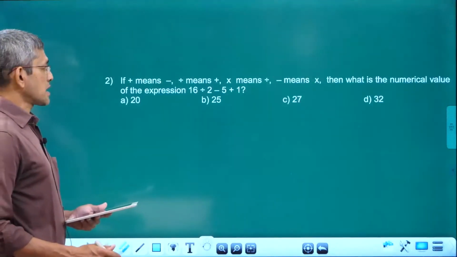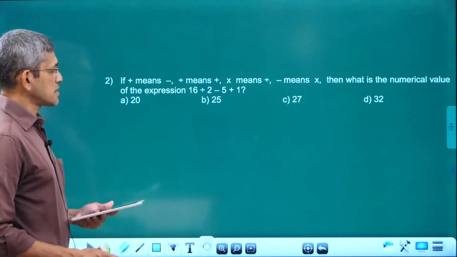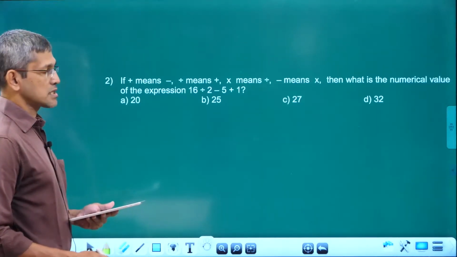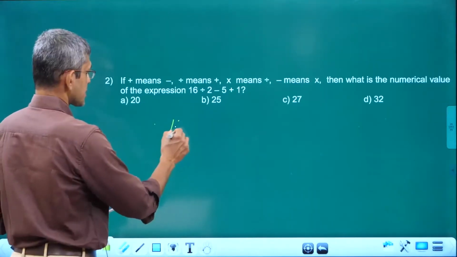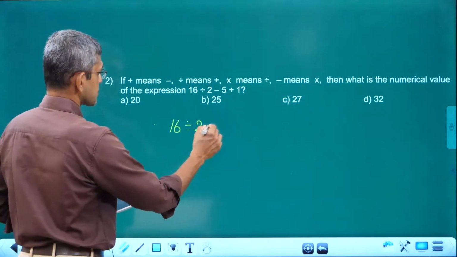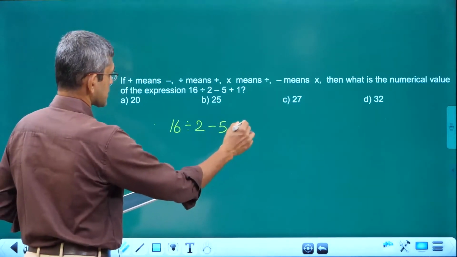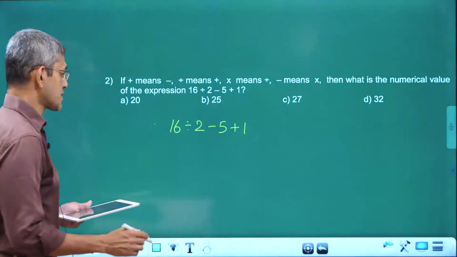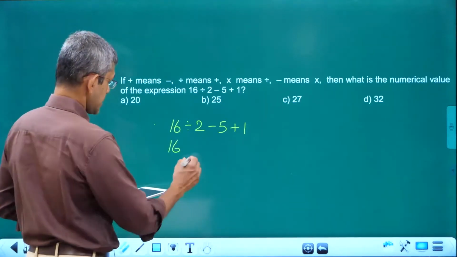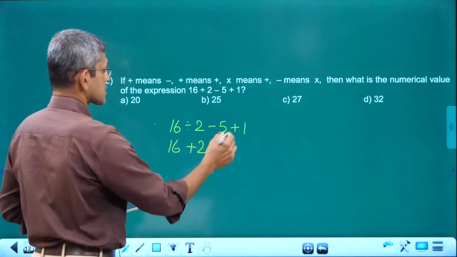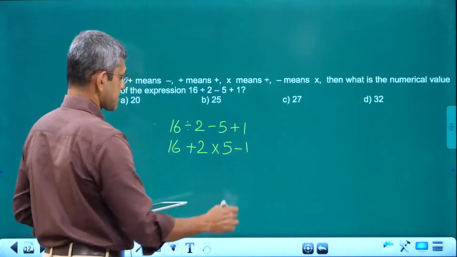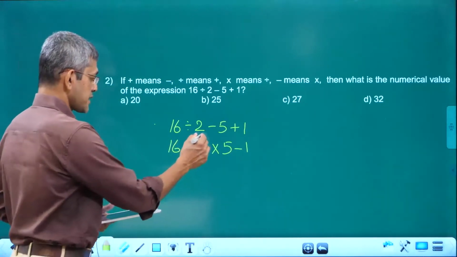Plus means minus, minus means plus, into means division, minus means multiplication. So 16 divided by 2 minus 5 plus 1. We have to change the symbols first. 16 division means we have addition. And what is the subtraction? Subtraction means multiplication. So 16, then in between we have 2 into 5.